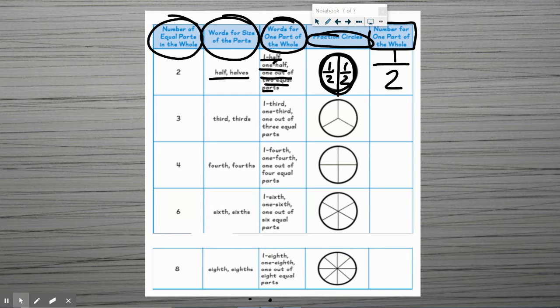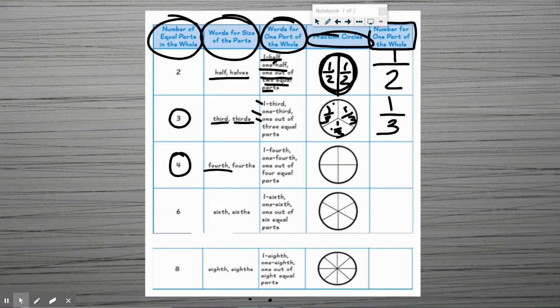Same thing with thirds. So this is when I split my whole into 3 equal parts. I am splitting them into thirds. I can call it 1/3, write it as 1/3, or 1 out of 3 equal parts. When I write it as a fraction, I'm talking about 1 part out of 3. So this is 1/3, this is 1/3, and then this is 1/3 as well. I have 3 1/3s.